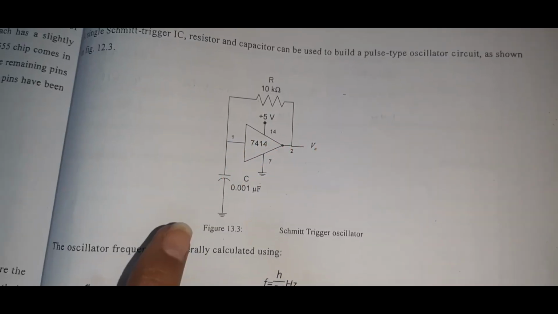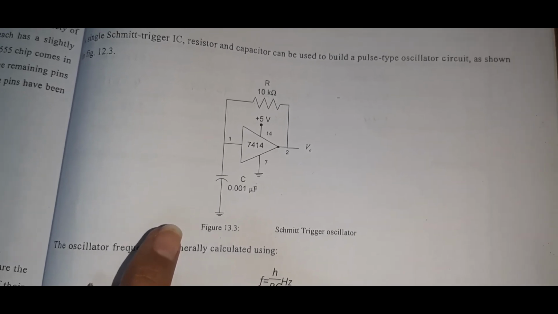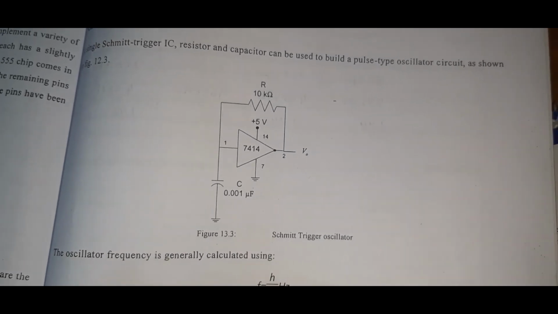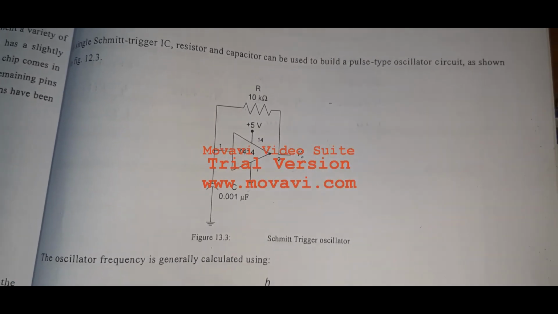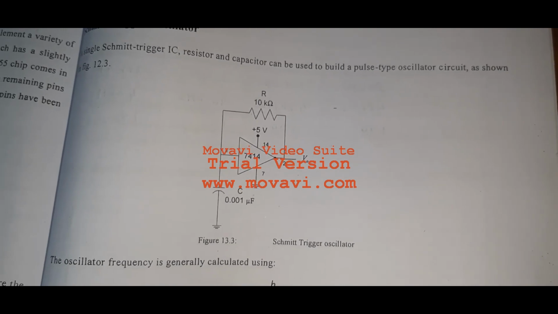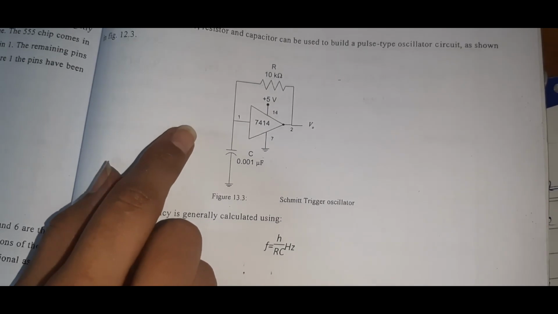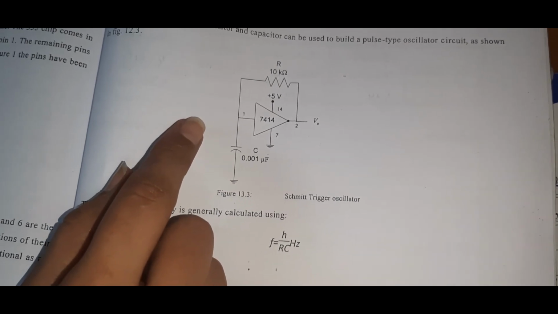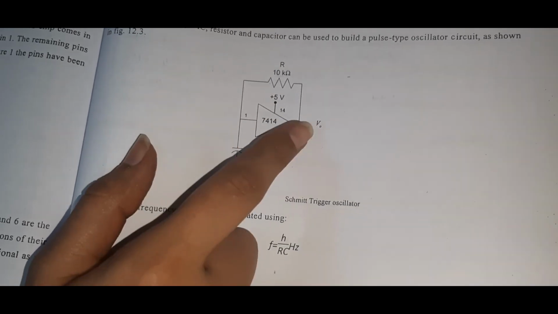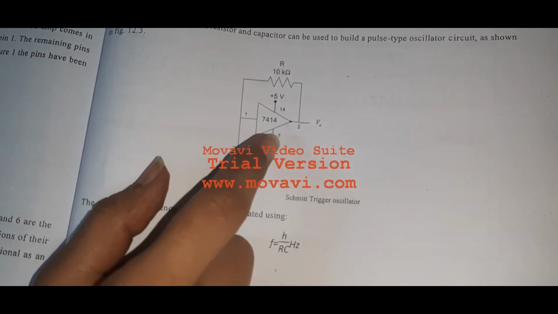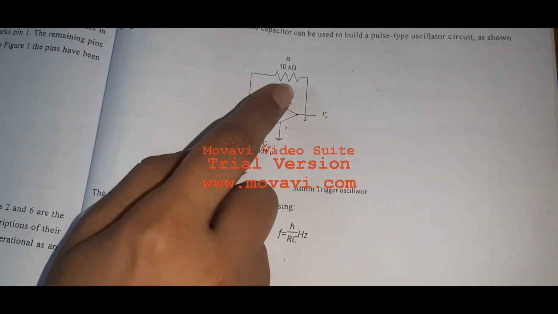This second lab task is about the Schmitt trigger oscillator. It is another type of square wave oscillator. The circuit diagram is shown in figure 13.3, and this frequency of oscillation is given by this formula. This is an oscillator circuit, so we don't need to apply any AC input signal. It would automatically produce a square wave at the output by using the DC supply, which is plus 5 volt.